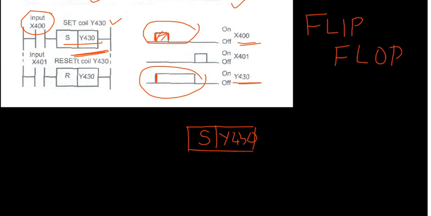So the same diagram is used for representing both the cases of setting and resetting, and the only difference, as long as resetting is concerned, is that you have R here. Now when your input X401 occurs somewhere, your output becomes 0. Now this gives you a very important conclusion here.